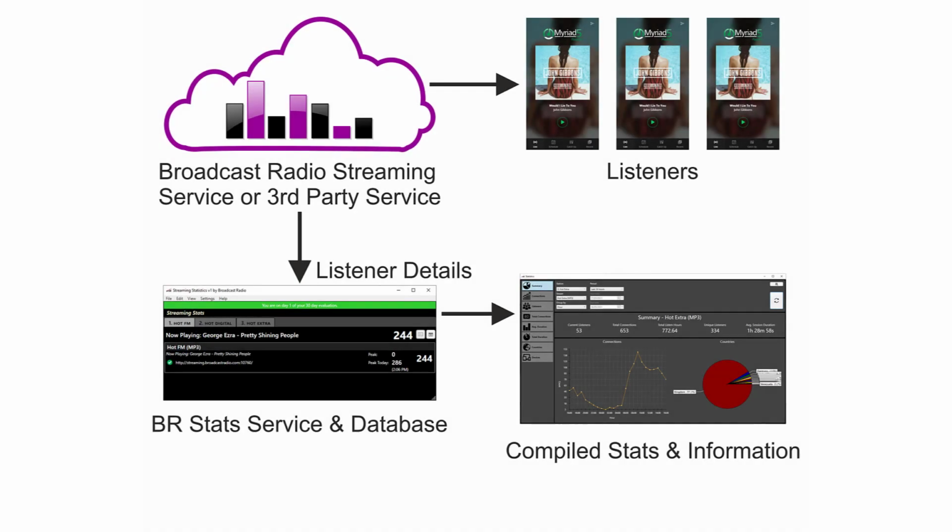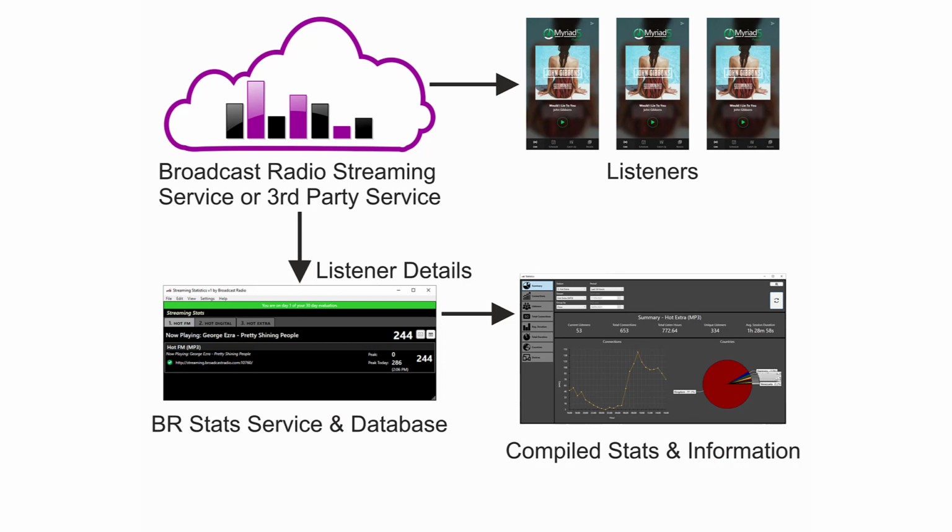Before we start to configure the software, it's worth just visiting exactly how the structure of the BR Stats software works. It comes in two parts, and there is a Windows service that runs in the background, and its job is to connect to your streaming provider every X many seconds and find out how many people are connected, who's connected, and store all that information in a local database.